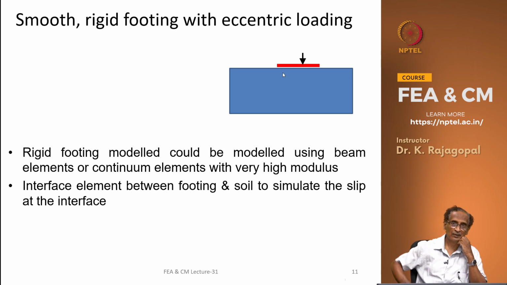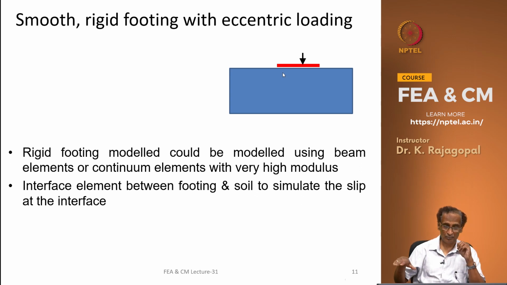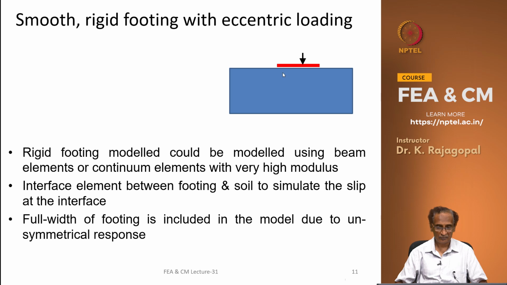We can give the exact properties of the interface between the footing and the soil, and if the footing is perfectly smooth, what we do is we set the shear modulus of the interface element to a very small value, not exactly 0, so that the soil nodes can move freely laterally. And here we are forced to consider the full width of the footing because there is no symmetry, and so we need to consider the full width, and the soil on both the right hand side and the left hand side, and we can apply the load.